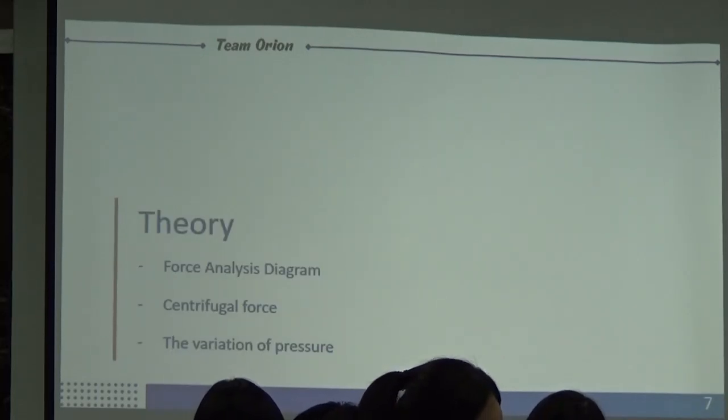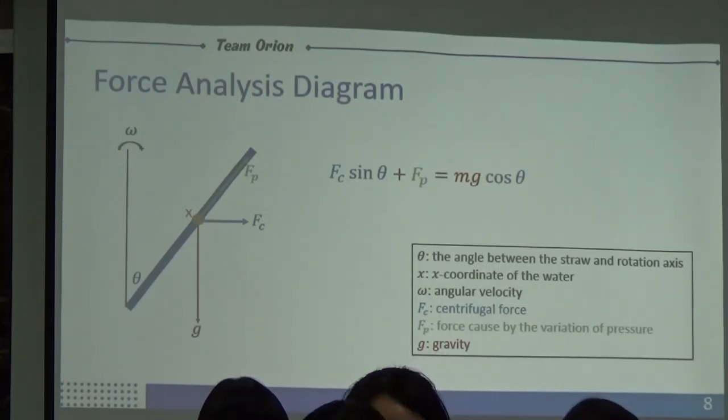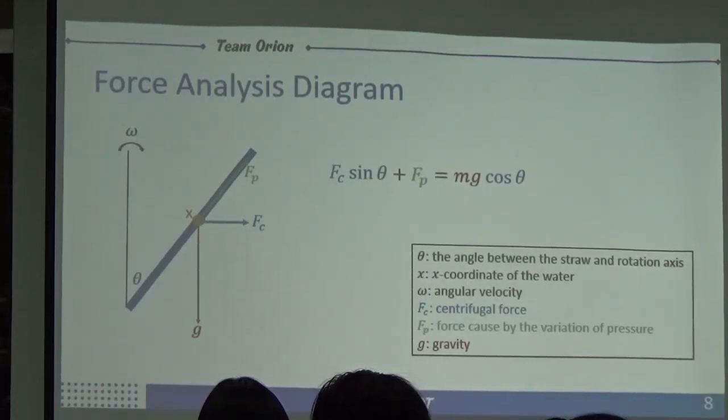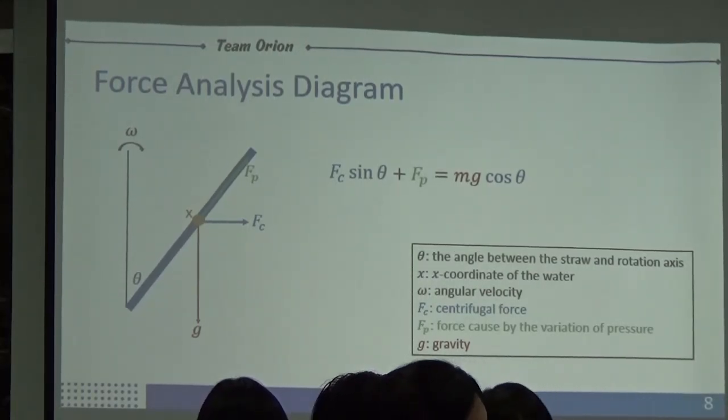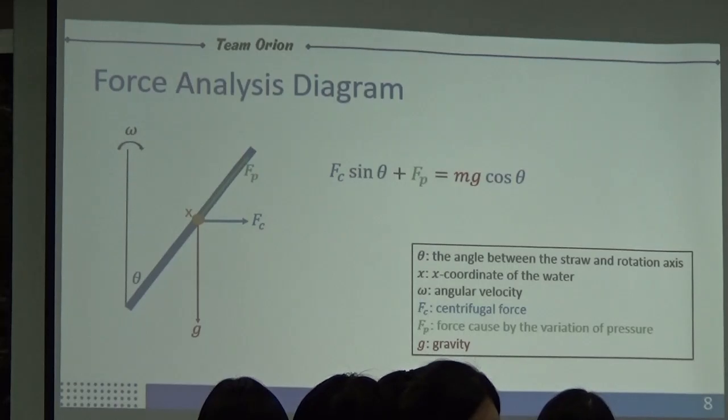And then comes the theory part. This is the force analysis diagram. You can see in the diagram, we thought that there are three main forces that work on this system: the centrifugal force, the gravity force, and the force caused by the variation of the pressure. And then we can get the formula that describes the three force balance on the blue axis of the picture.